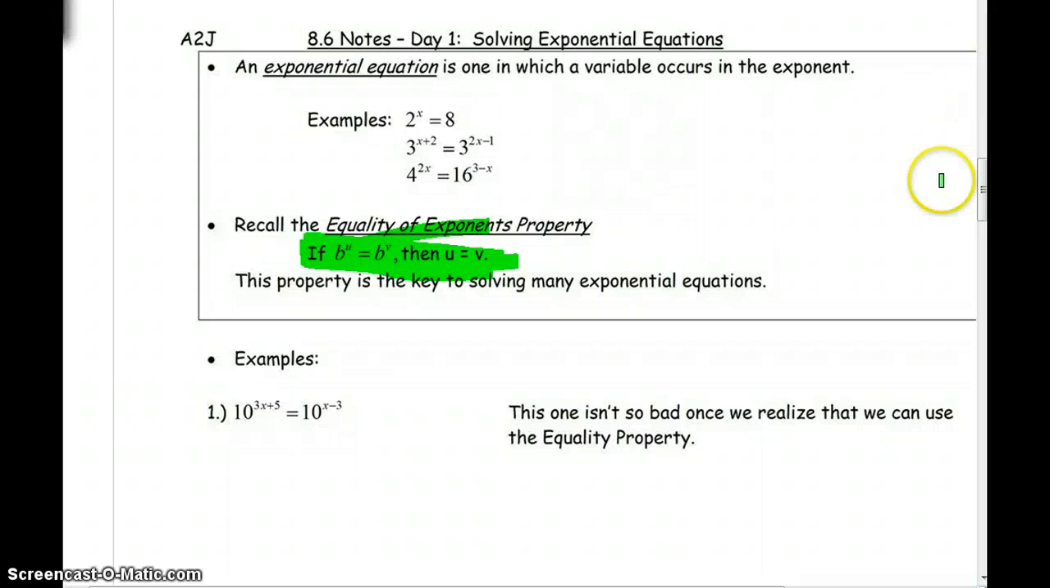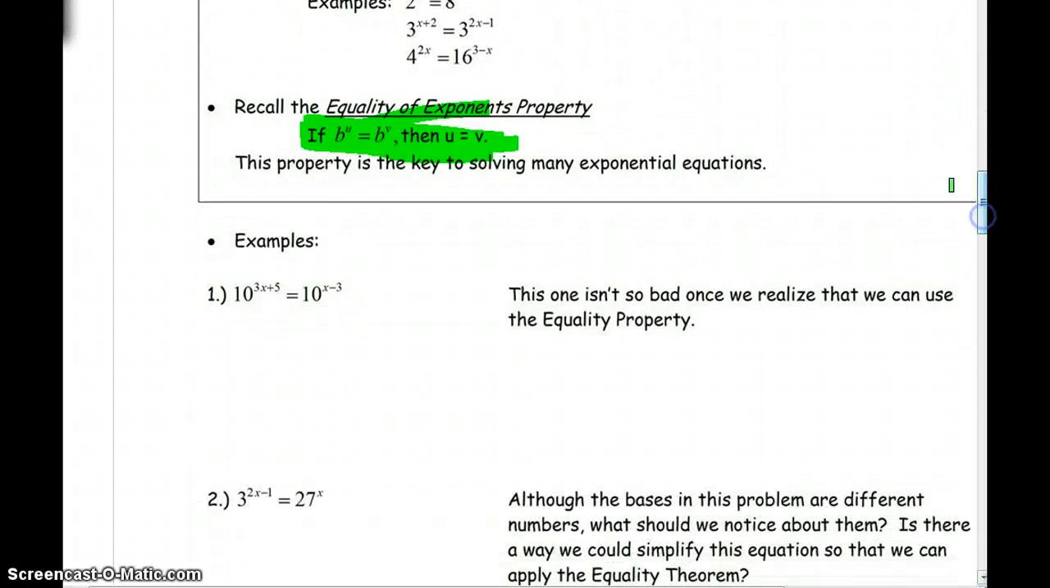So what we'll do immediately, just jumping right in here, take a look at example 1. We have 10 to the 3x plus 5 equals 10 to the x minus 3. Well, 10 to a power equals 10 to a power. That means that these two powers must in fact be equal to each other. And we can now solve this equation.